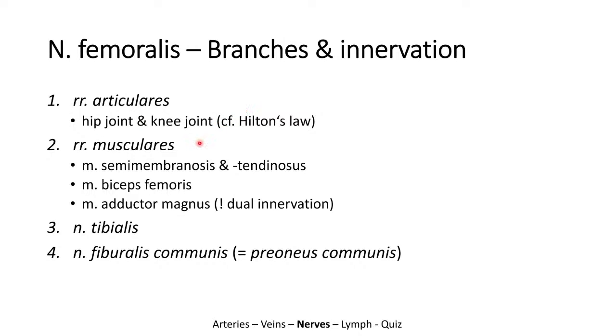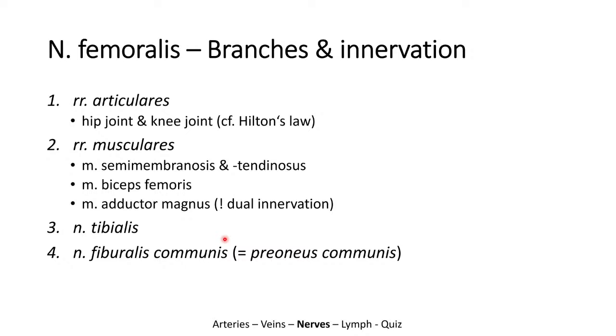Alright, then we have rami musculares, which will supply musculus semimembranosus, musculus semitendinosus, musculus biceps femoris, and musculus adductor magnus. Yeah, so this magnus has dual innervation, the other one is the obturator nerve. And its terminal branches are the tibial nerve and the common fibular nerve. Sometimes you can also find the term peroneus. It is an old or alternative name for fibula.